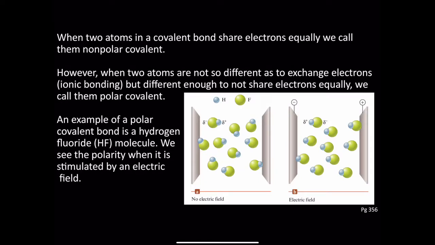So here's the example that you can see. When we actually electrify the field that they're within, you get those little delta positives and delta negatives, all pointing in the same direction because of the electronegativity of hydrogen fluoride. It gets that partial negative charge.